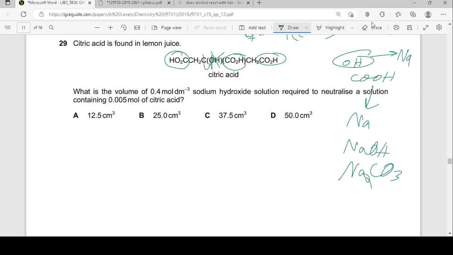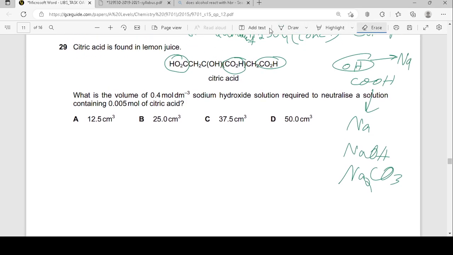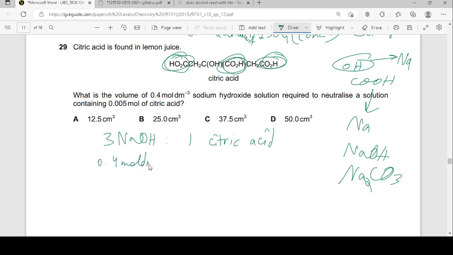So, if you have 3 moles of NaOH, that will react with 1 mole of citric acid. Sorry, I was doing the opposite thing. So you need 3 moles of NaOH to react completely with 1 mole of citric acid, because of the 3 COOHs, to get a balanced equation. Now anyways, this is 0.4 moles per cubic decimeter, okay?